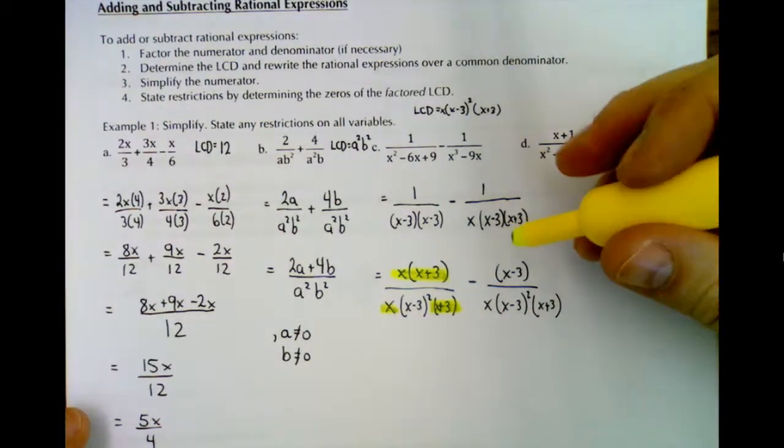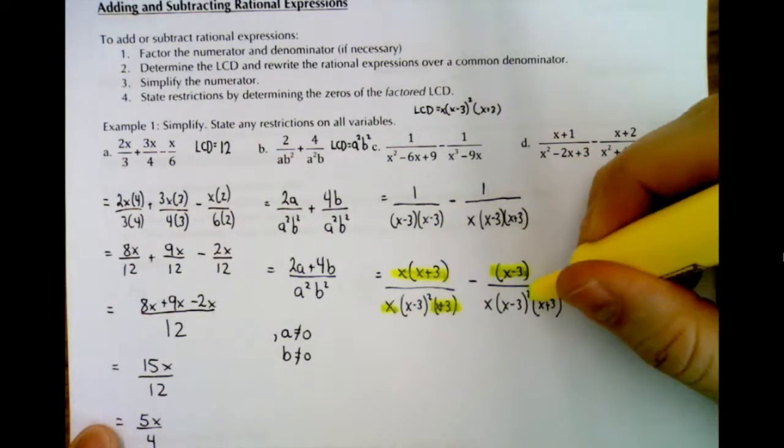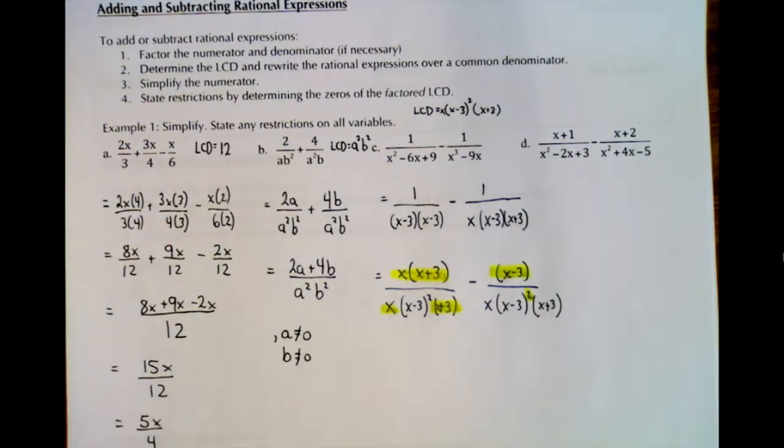And here we go. What did I do? I added an x minus 3 to the top and the bottom. And by added, I mean multiplied it in. I multiplied it in on top and bottom. All right.